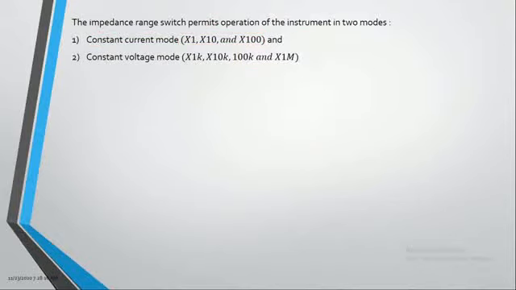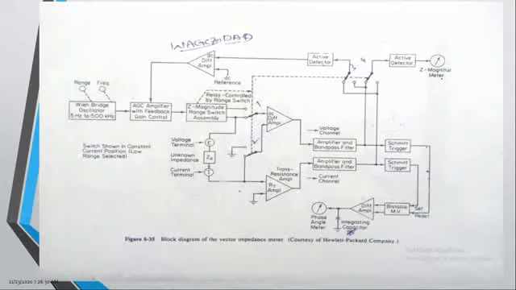Okay, let us come back to the diagram. As I told you, the instrument can be operated in two different modes: the constant current mode and the constant voltage mode. For the explanation, initially I'll take the constant current mode.